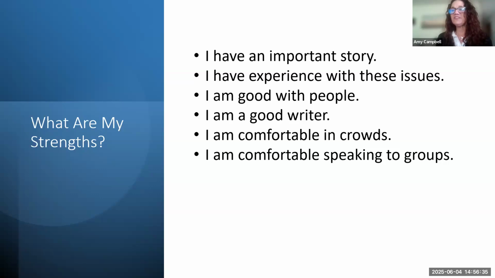It's fine. It's fine. But you need to identify the strengths that you hold and then try to find other people who maybe hold these other strengths if they are not in your repertoire. I hope that makes sense. Let's say that I look at this. I have a very important story. I have experience with an issue that needs to change, but writing is not my greatest thing. I'm not a great speaker. And honestly, people make me a little nervous.